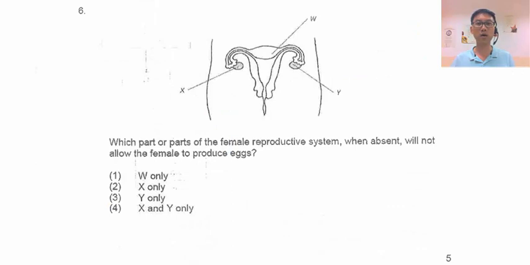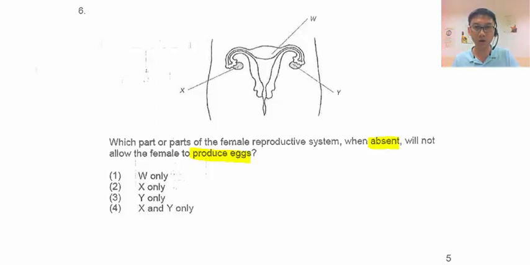Question 6. Which part or parts of the female reproductive system, when absent, will not allow the female to produce eggs? Okay, so the keyword here is when absent. So if it's not around, it will not allow the female to produce eggs. So let's recall which part of the female reproductive system produces eggs. It will be the ovary.